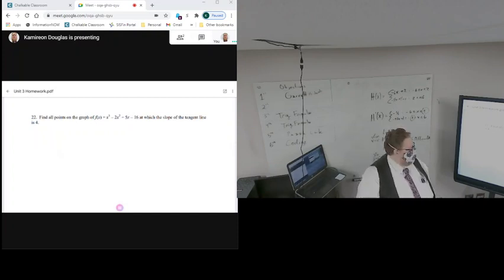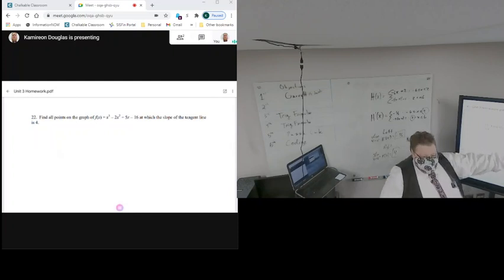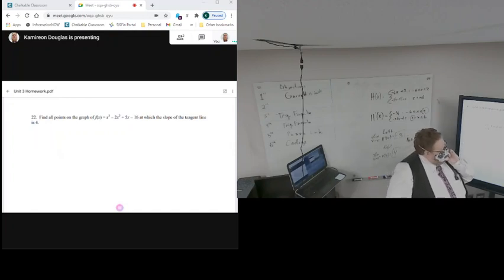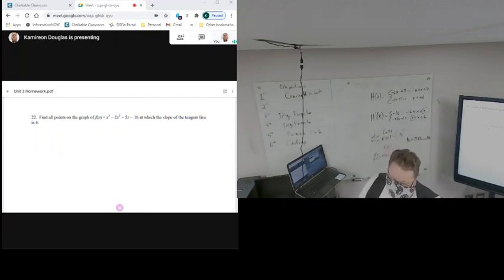How would you find it? Set the derivative equal to 4. Well, what does it say? All the points of the graph where the slope of the tangent line is 4. Well, that tells me the derivative is 4. So I take the derivative, it equals 4, and then I solve. It's probably going to end up being a quadratic equation problem or a factoring problem of some kind.